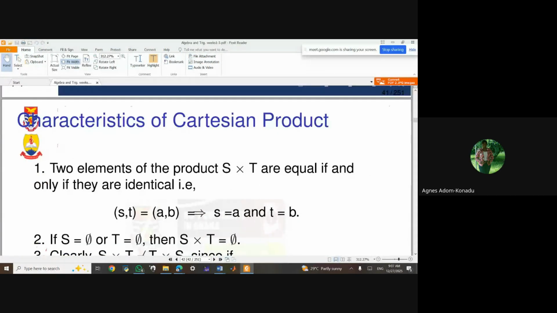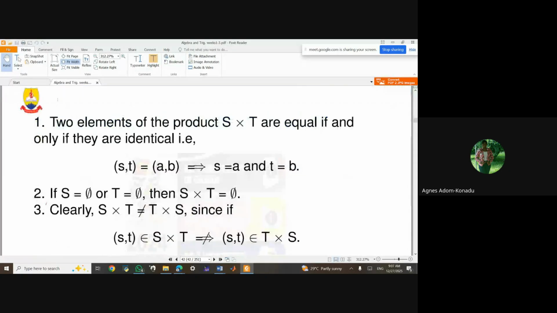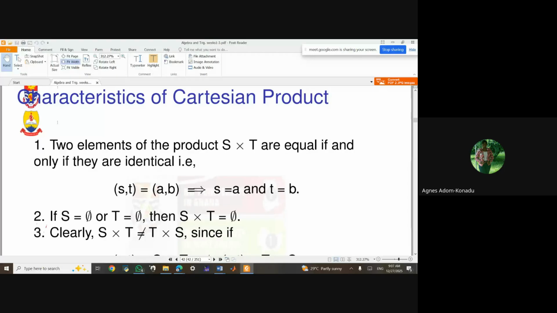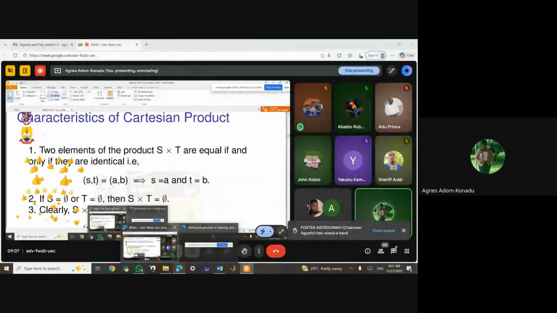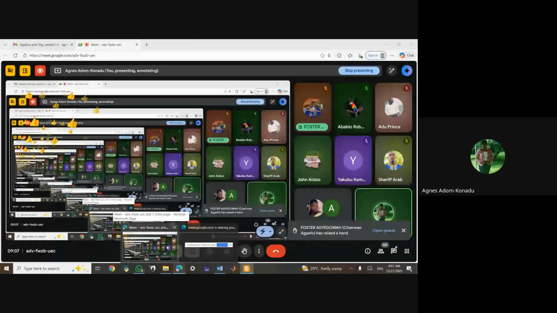So we want to look at characteristics of the Cartesian products. The first characteristic concerns two elements of the set S cross B. So there should be a hand up. Okay, Foster, please.